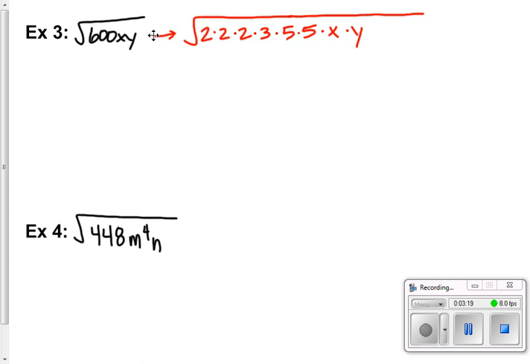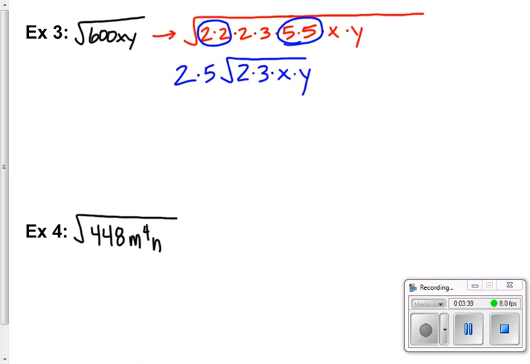Again, dealing with a square root, which needs a pair in order to move out. So I look at my problem under my radical. I can move out a 2, and I can move out a 5. So I have 2 times 5. Inside my square root, I still have 2 times 3 times x times y, and I get 10 root 6xy.